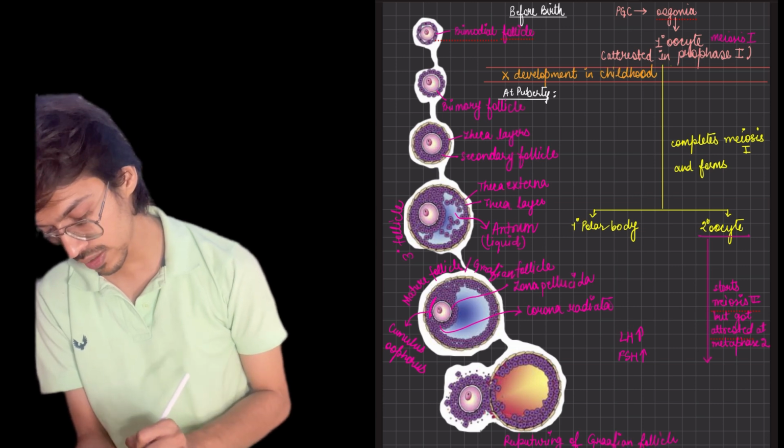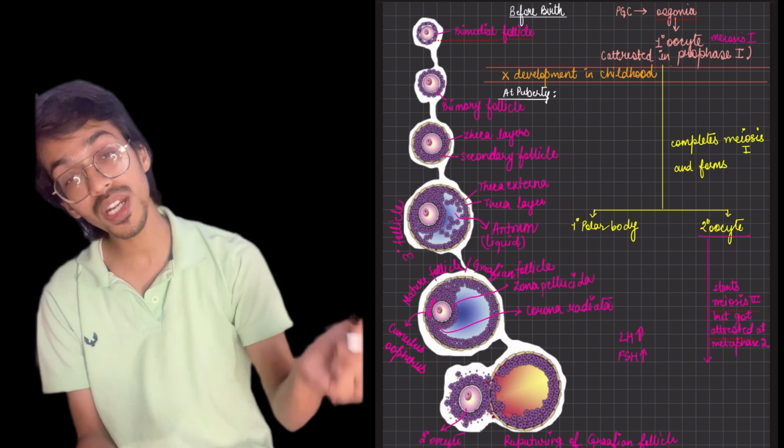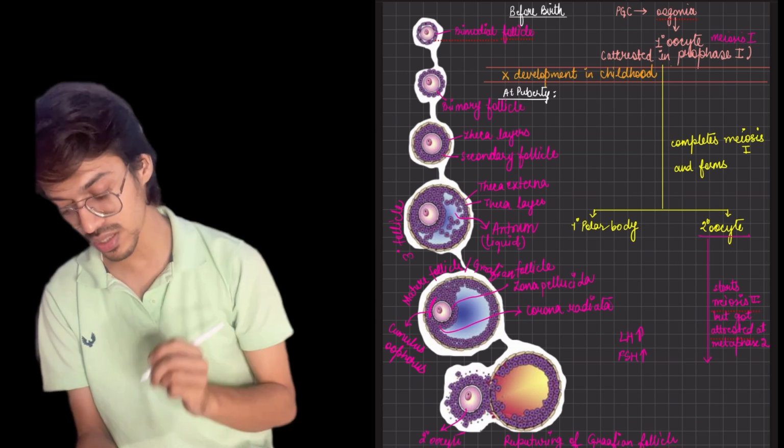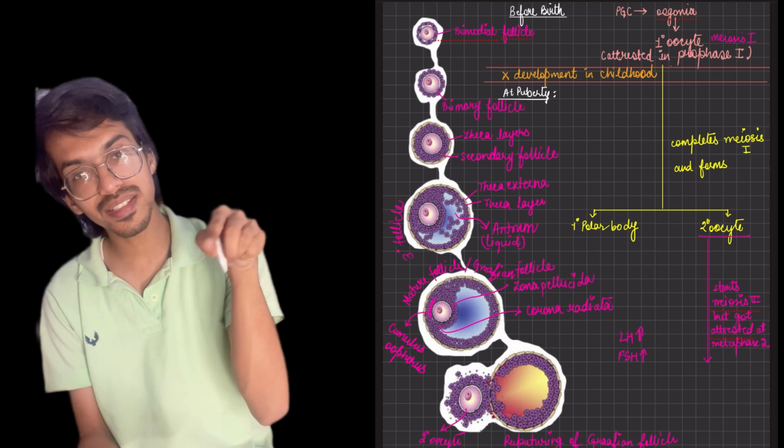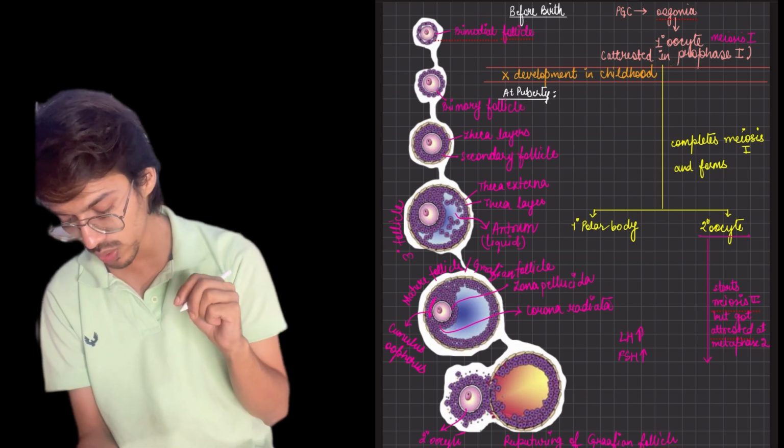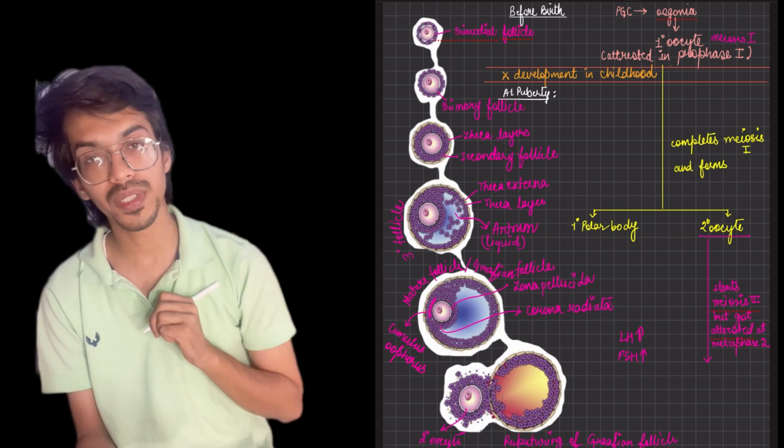This is your secondary oocyte, which is still in metaphase 2, released with a cell layer around itself, the corona radiata, into the fallopian tubes.